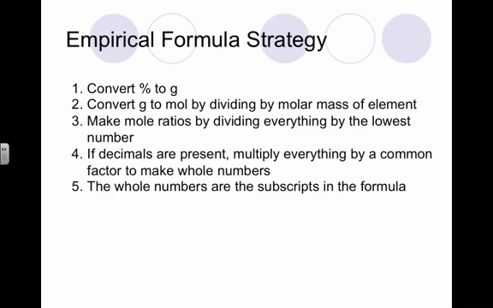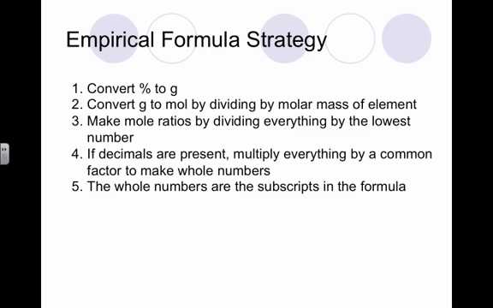So there's a very simple strategy for solving for empirical formula. What we do first is we take our percentages that are going to be given to us and we convert them into grams. Then what we do is we do our conversion from grams to moles by dividing by the molar mass of the elements that make up the compound, which you find on the periodic table.